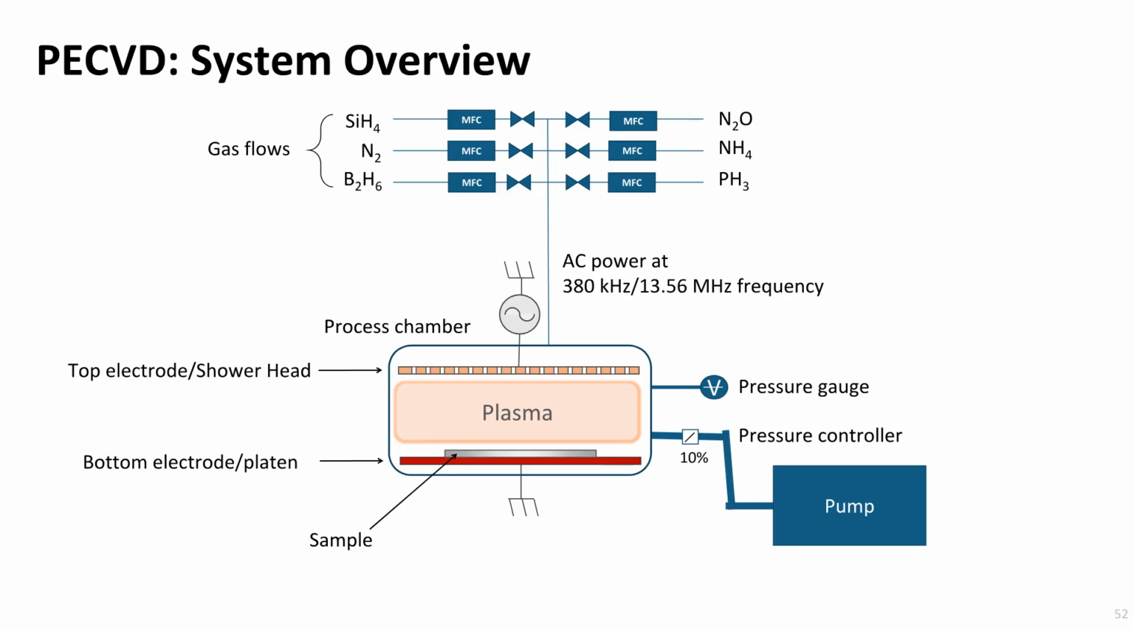Process gases are pumped into the chamber through the top electrode, which has a lot of holes like a shower head. The flow rate is controlled by mass flow controllers, or MFC. The pressure in the chamber is measured with the pressure gauge and controlled by the pressure controller.